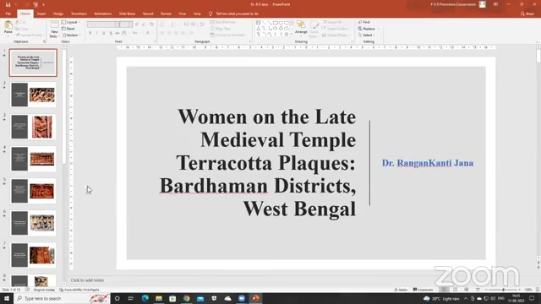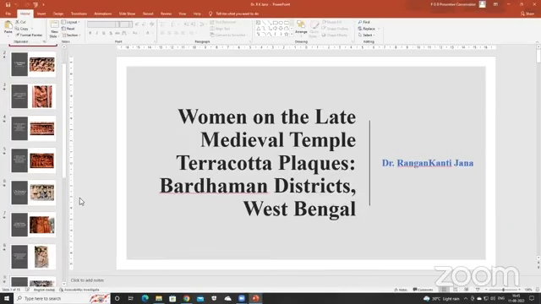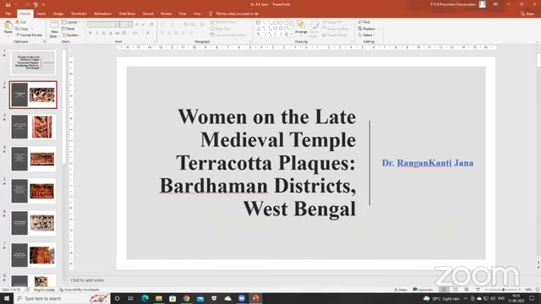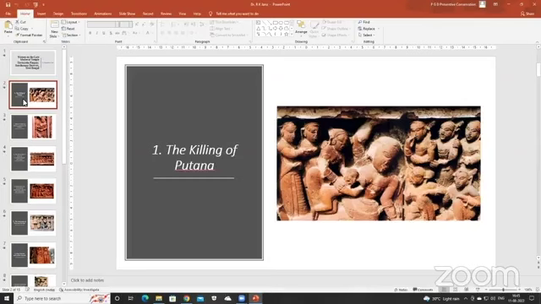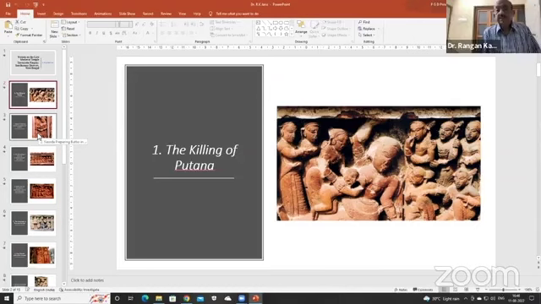Krishna's life story, I have incorporated 3 temple terracotta plaques. Figure 1, the killing of Putana. The killing of Putana by sucking her breast, showing the respective volumes of little Krishna and the demoness. Apart from the main subjects, the attendants of little Krishna are properly dressed and ornamented. Figure number 2.